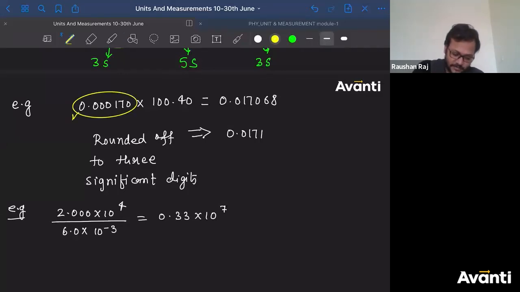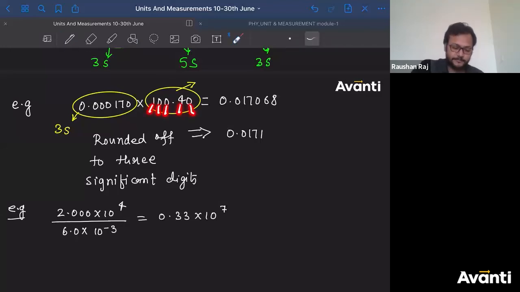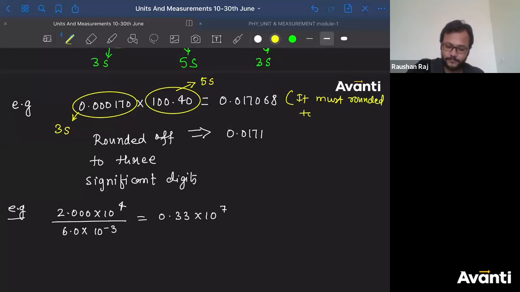3. Very good. Keep it up. This is having only 3 significant digits. What is the number of significant digits in this one, the second term? Tell me quickly. 1, 2, 3, 4, 5. So the resultant will have how many significant digits, 3 or 5? It will have 3 significant digits. So the resultant will have only 3 significant digits. That means it must be rounded to 3 significant figures.